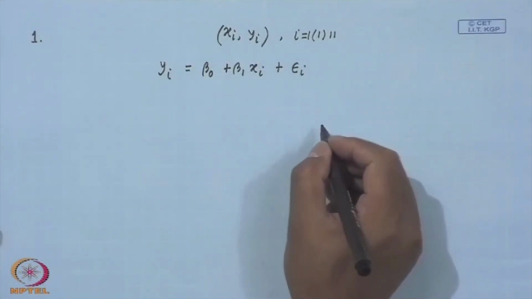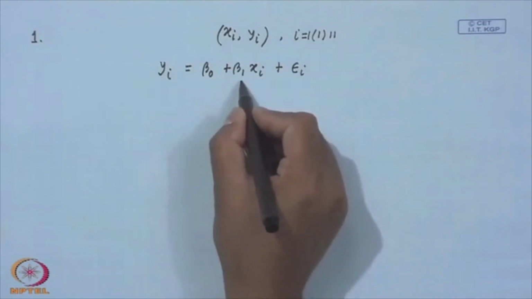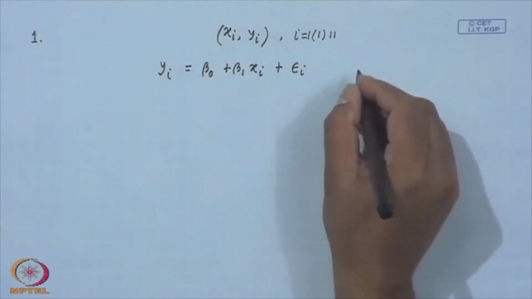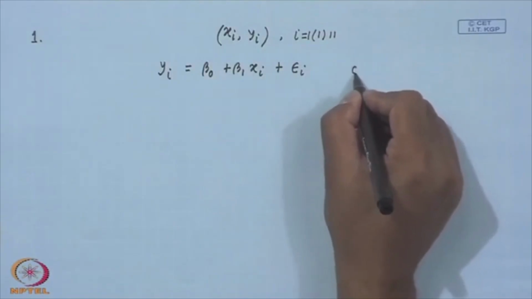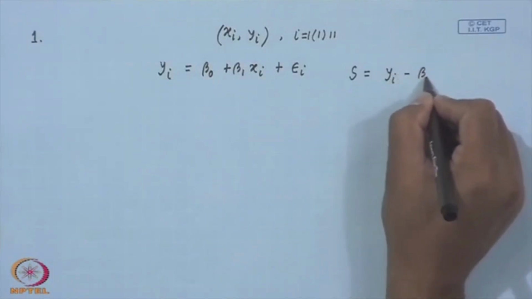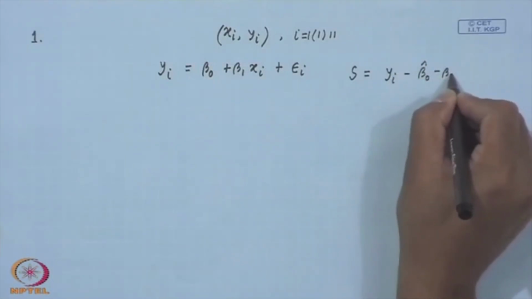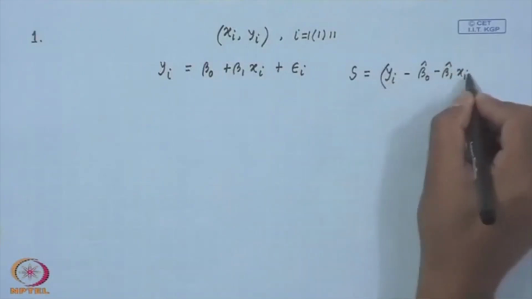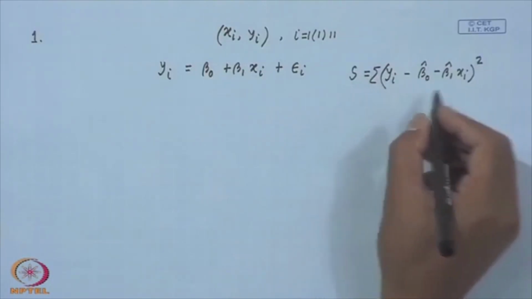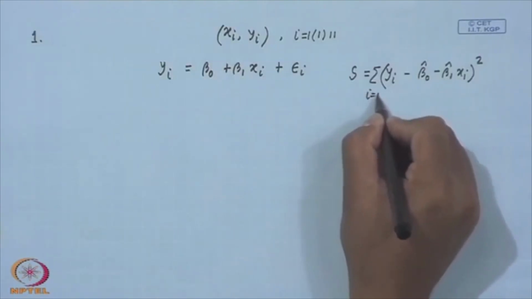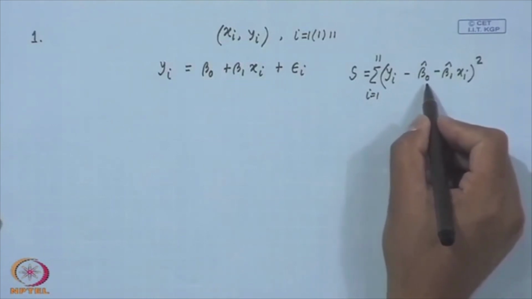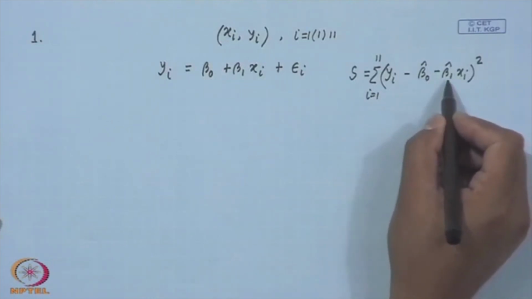Okay. So, we know that this beta naught and beta 1 are obtained by minimizing the least square function, that is S, which is equal to the sum of y I minus beta naught hat minus beta 1 hat x I squared. So, this is the ith residual, and by minimizing this for I equal to 1 to 11, we get the least square estimates of the regression coefficients beta naught and beta 1.